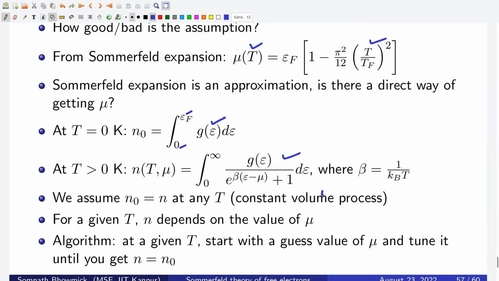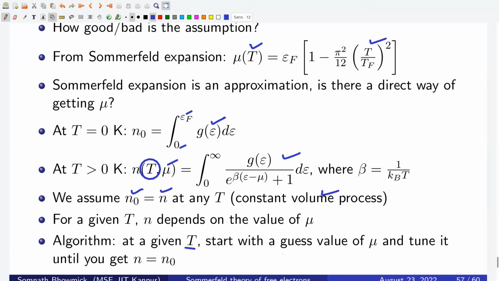In case of a constant volume process, N naught should be equal to N. Now, from this equation, it is clear that for a given value of temperature, N, the number of electrons, depends on the value of mu. This is going to be our algorithm for calculating mu as a function of temperature.